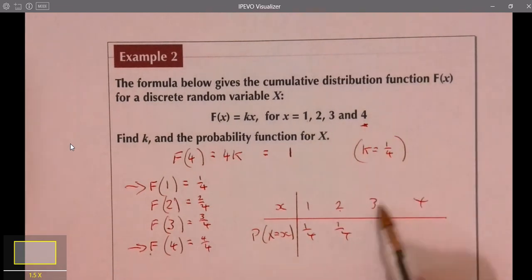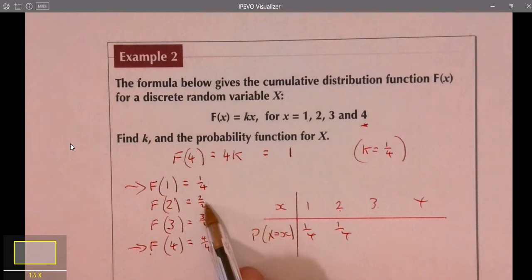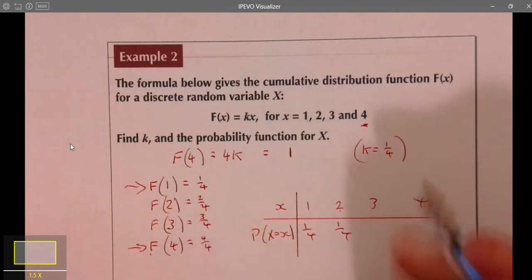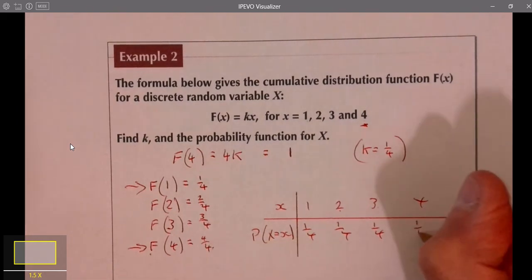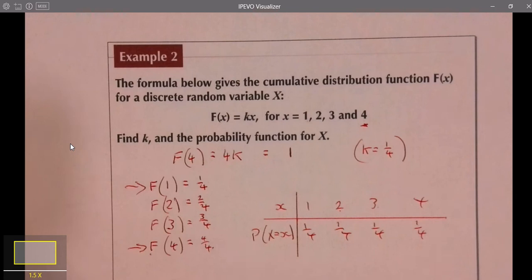This one is equal to this, take away this. I think you'll find that's a quarter. And then the last one is this, take away this, which again is a quarter. Like I said, it's a nice one because it just produces a nice uniform distribution. That's not always going to be the case, so just look out for that.